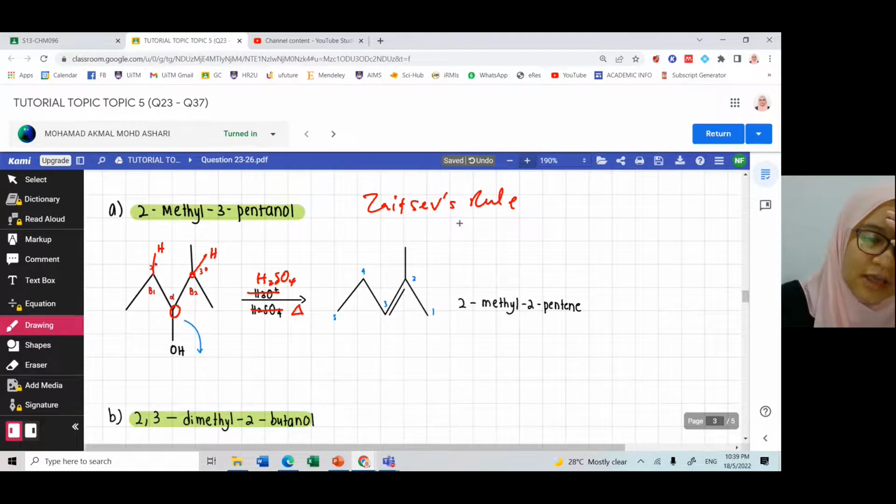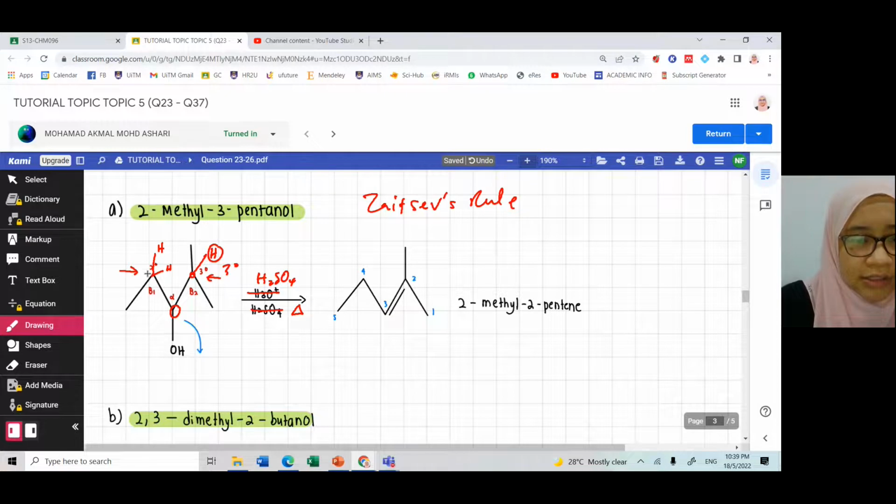Based on Zaitsev's rule, they prefer to remove hydrogen from the carbon that has more substituents, the more substituted carbon. So between this carbon and this carbon, which one is more substituted? Here we actually have two hydrogens. The tip is just to refer to the number of hydrogens present on that particular carbon. We only have one hydrogen for this one, so it is a tertiary carbon.